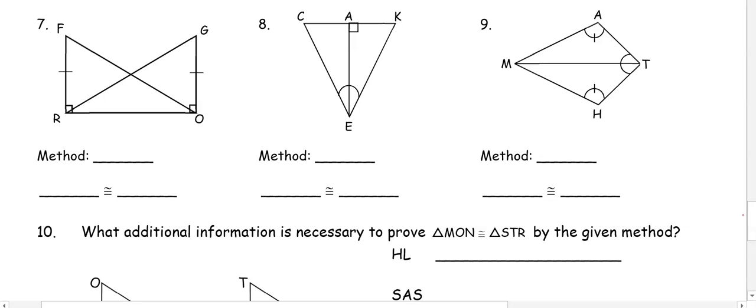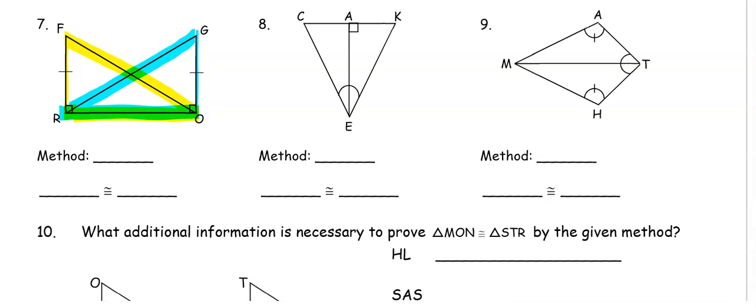Number 7, we have two triangles that are overlapping. So if we look at these two triangles, we have the first triangle. That's a right triangle, so I want to draw it so I include that right angle. And then I have GOR.